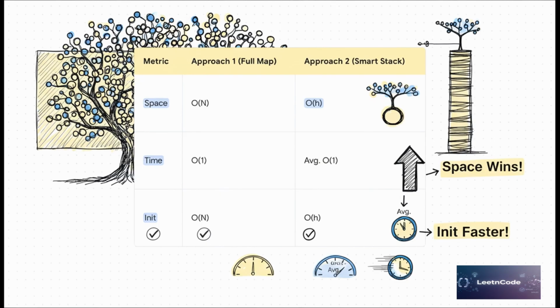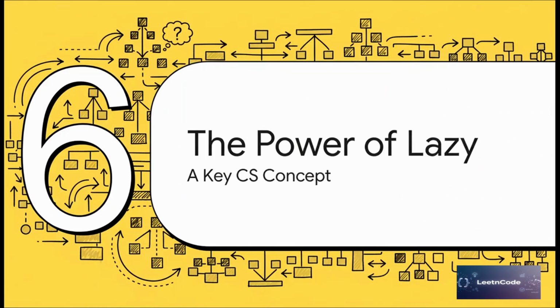The smart stack is usually instant, but every now and then it has to do that little bit of work to find the next path. But on average, it evens out to be just as fast. It's a tiny price to pay for those massive memory savings. Now, this isn't just some clever trick for one coding problem. This whole contrast reveals a really fundamental and powerful idea in computer science.